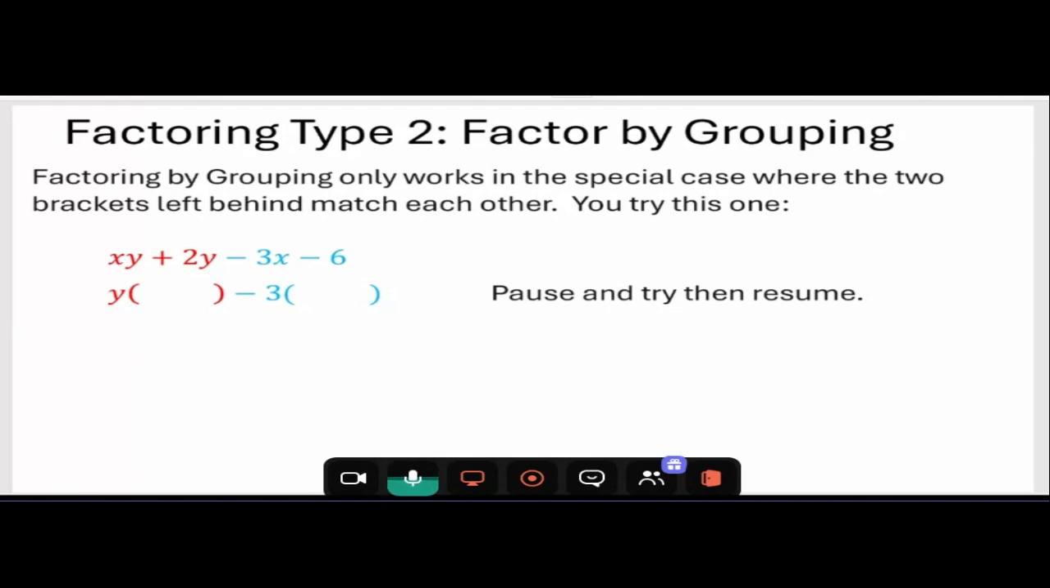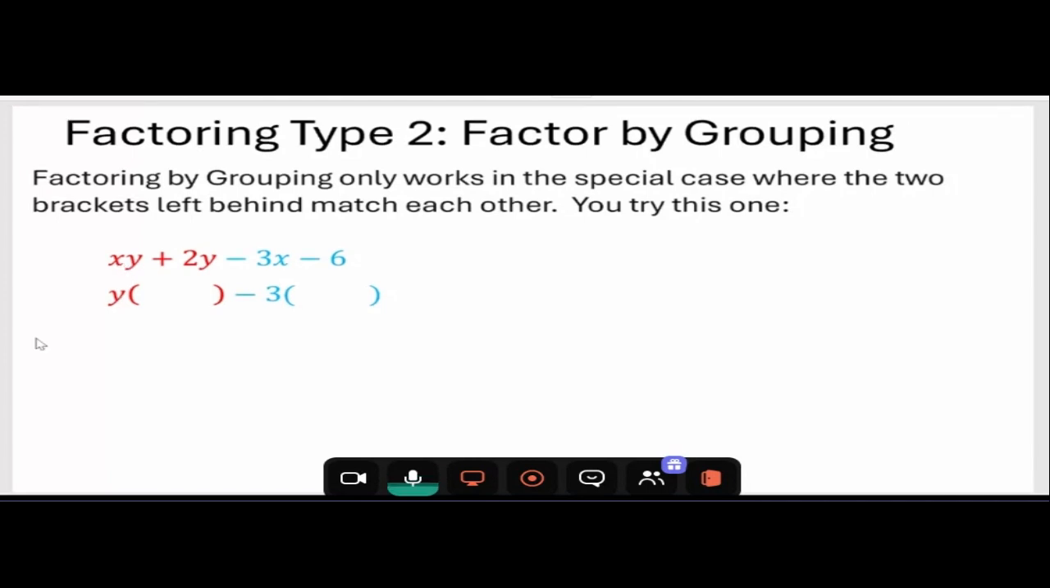Okay, factoring by grouping. We recognize 4 terms. We know it might be a factoring by grouping question. We common factor what's common to the first 2. So I pull out a y. What's left behind? xy divided by y is just x. And 2y divided by y is just 2, but of course it's a plus 2. Don't forget the plus sign. And again, there's also a plus in front of the x, but we can get away without writing that one.